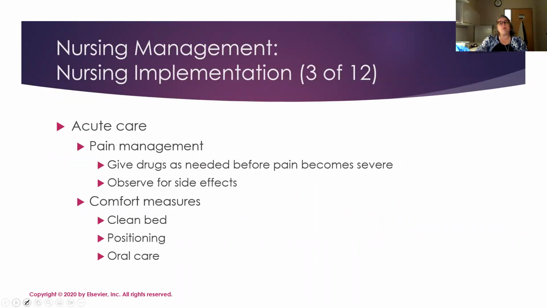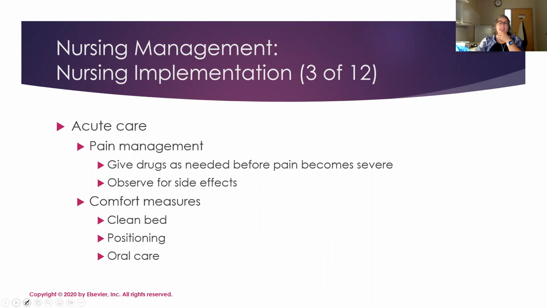More nursing management in acute care. So we're going to be using some pain management techniques, right? We're going to be giving drugs as needed before the pain becomes severe, and we're going to observe for side effects. Because we have a GI problem causing pain, a lot of times we're using opioid analgesics. They create constipation. So we do have to monitor so we're not having some sort of downstream side effects from the pain management regimen, just to let you know.